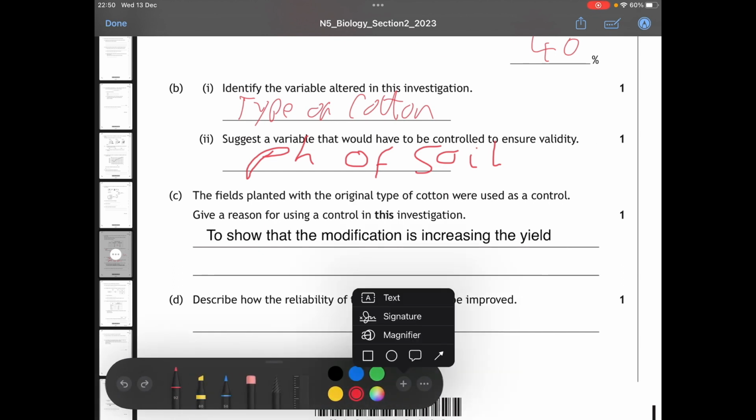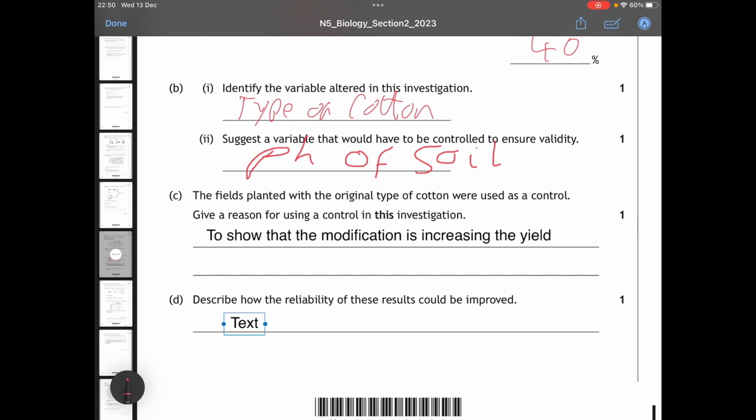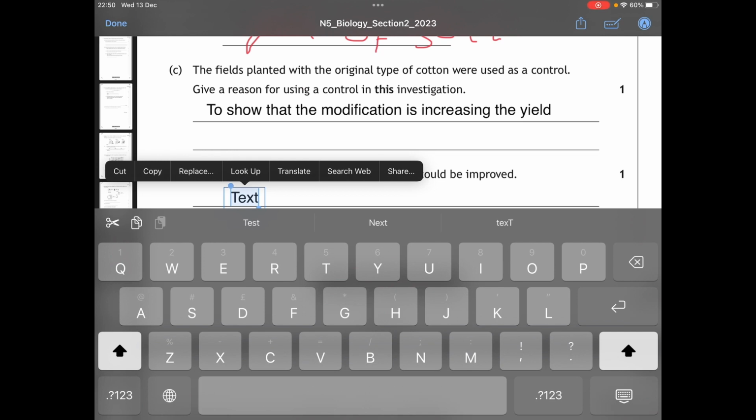So again, I'll just type an answer in here.